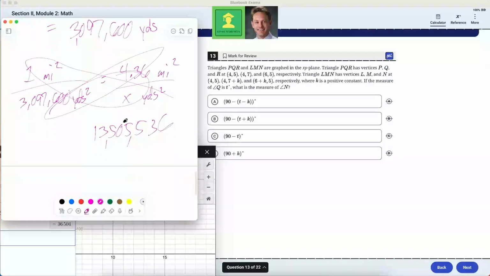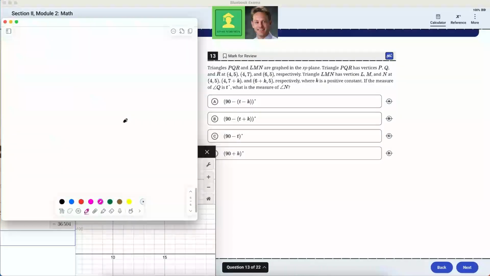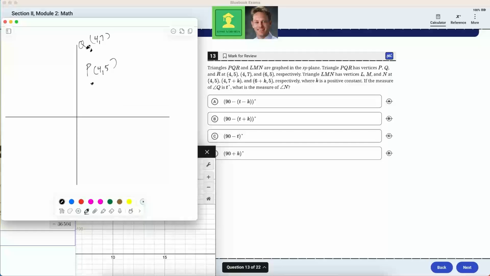Triangles PQR and LMN are graphed in the XY plane. Triangle PQR has vertices P, Q, and R at, okay, I'm going to draw this the long way because the questions are getting harder now that we're on the second math section and we got a perfect score on the first math section. So we're getting into the really advanced question section. Okay, P is at 4, 5. Q is 4, 7. And R is 6, 5.